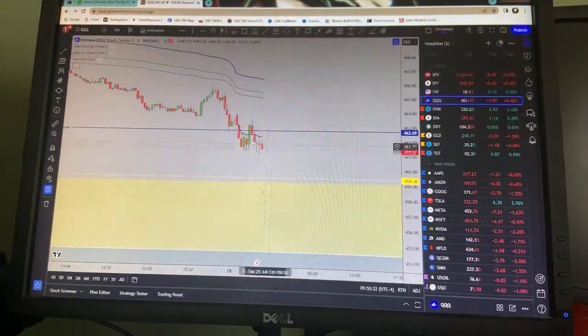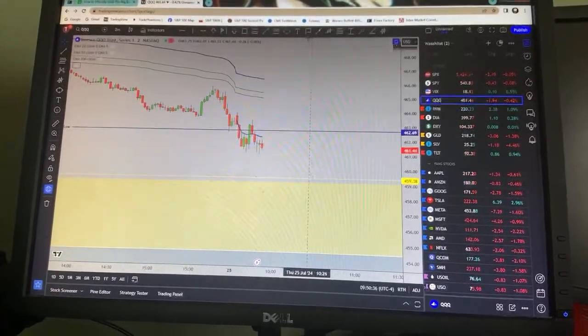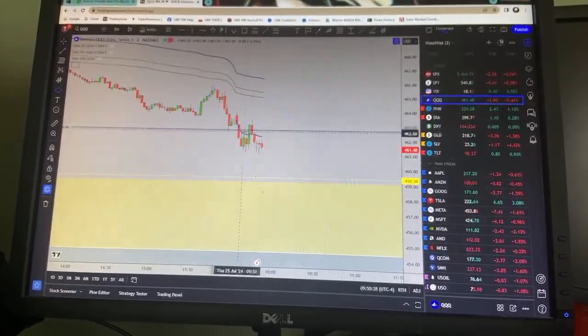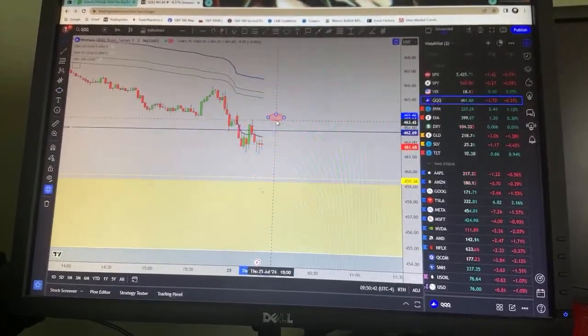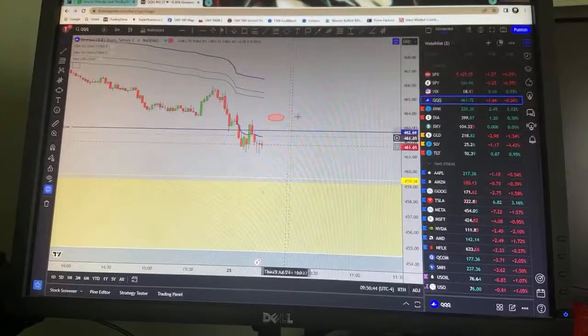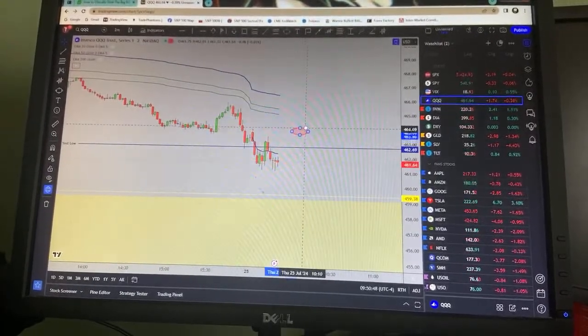The side to be on right now is bearish below VWAP, but be very careful here. If we start to break above daily VWAP, that blue line right here, don't just hold on to shorts because you think it's going to go down. Get out, flip if need be.